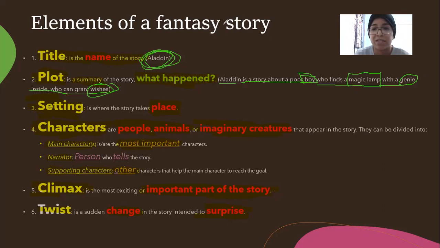Ok, then setting. Vamos a ver lo que sigue, que es setting. Setting of Aladdin. ¿Cuál es el setting en Aladdin? Setting is the desert and castle. O sea, el desierto y el castle, que es el castillo. Aquí te voy a dibujar un castle.